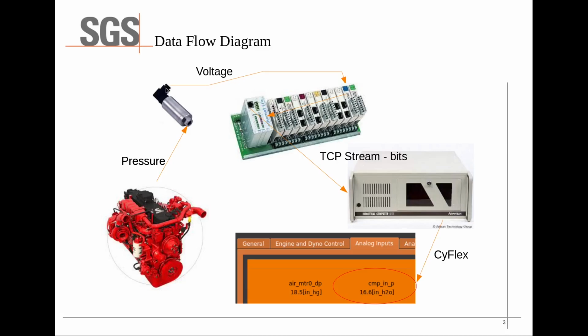You're going to have a cable running from the pressure transducer over to an I/O module, and then that I/O module is going to convert that voltage into bits essentially, and that's going to be done inside the controller for that particular I/O. Then that controller is going to stream those bits to a computer that's running CyFlex. Then CyFlex is going to take those bits and convert them back into engineering units that you want, and then give it a variable name that you want. And so then you're going to be able to see that your compressor inlet pressure has a certain value. That's the big picture of what we're doing when we're talking about analog inputs within CyFlex.